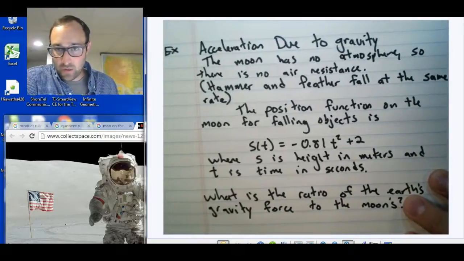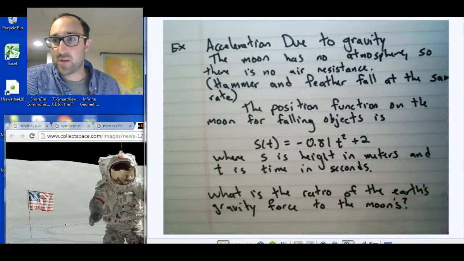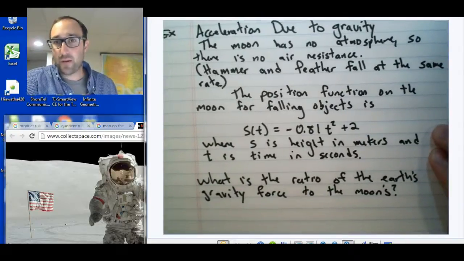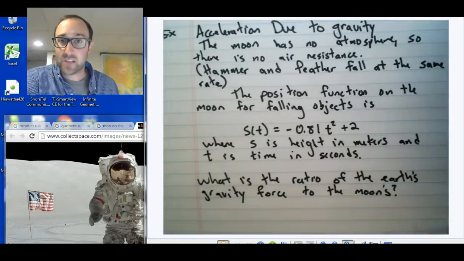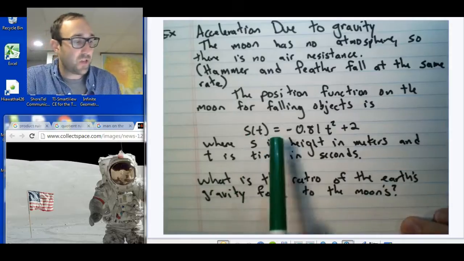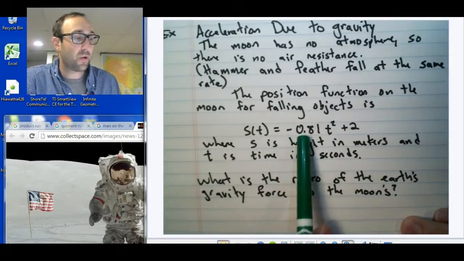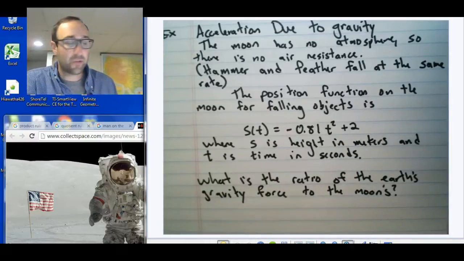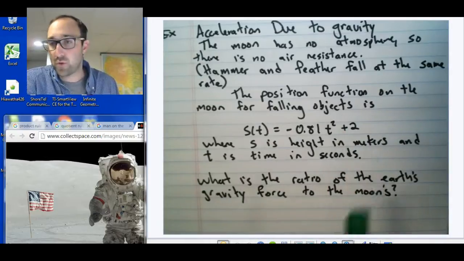So let's do one more example. Acceleration due to gravity. The moon has no atmosphere, so there's no air resistance. Actually, someone did this. They had a hammer and a feather. They dropped them, and they fell at the exact same rate because there wasn't air to slow it down. The position function on the moon for a falling object is s of t equals negative 0.81 t squared plus 2, where s is height in meters and t is time in seconds. So they dropped it from about 2 meters.